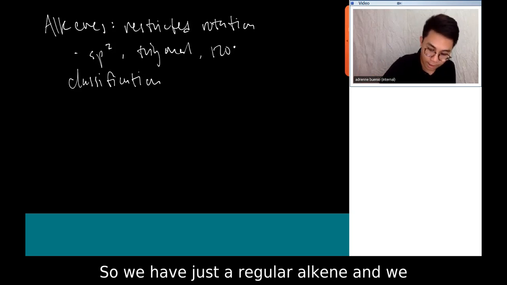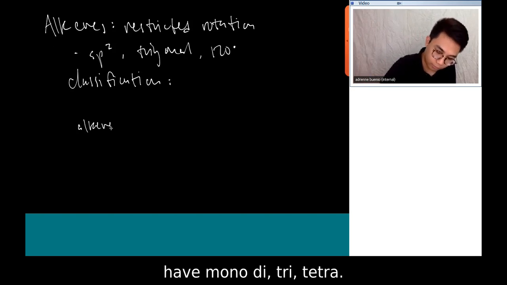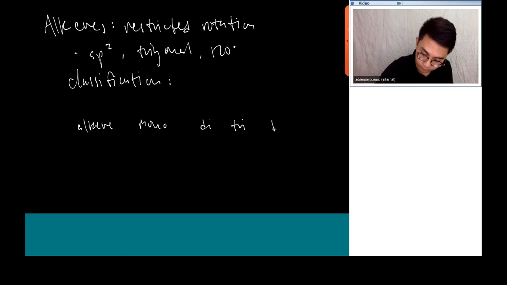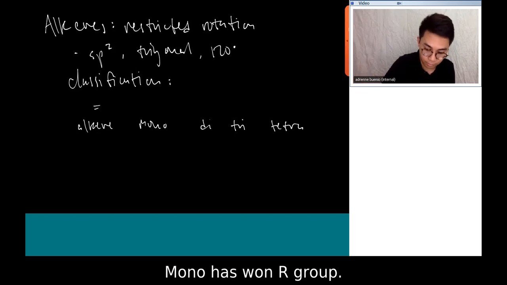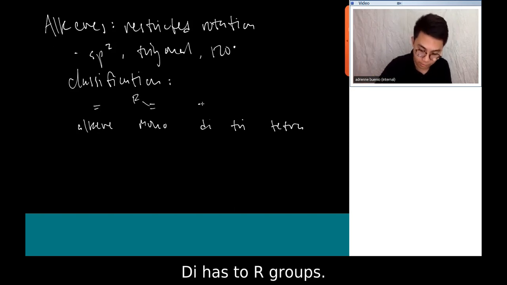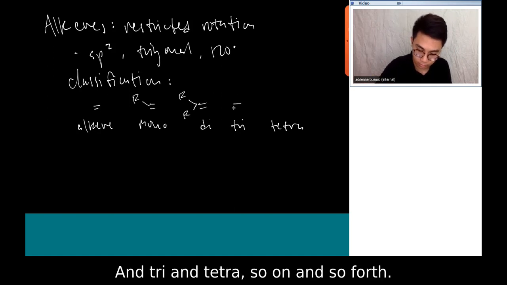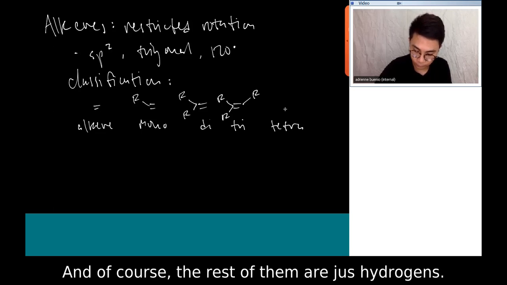So we have just a regular alkene, and then we have mono, di, tri, tetra, right? So alkene, just a regular double bond. Mono has one R group, di has two R groups, and tri and tetra, and so on and so forth. And of course, the rest of them are just hydrogens.